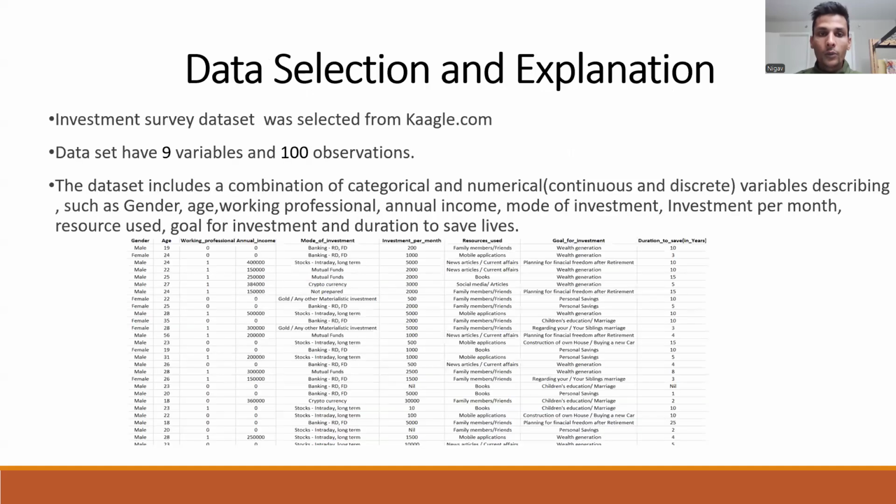After the overview, I selected the data from kaggle.com; the investment survey dataset was selected. The dataset has 9 variables and 100 observations. Looking over the data, there were no missing values, so it was clean, and I have attached it to this slide. The dataset includes a combination of categorical and numerical variables.